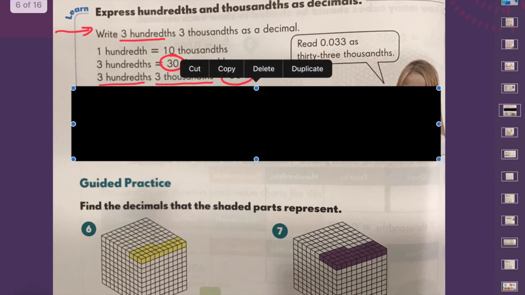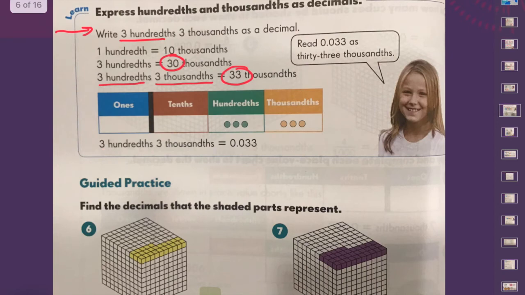So to write that as a decimal, we could show that we have 3 hundredths and 3 thousandths, and so written as a decimal would be 0.033.